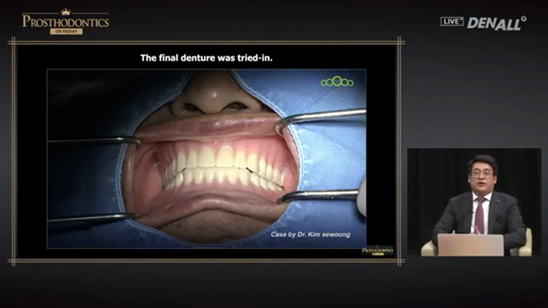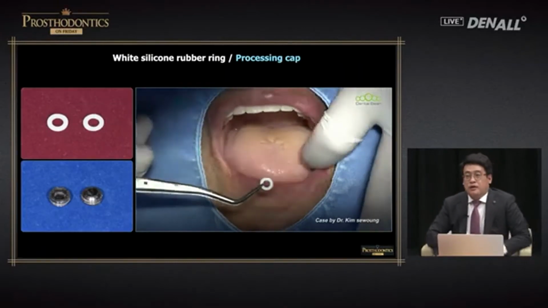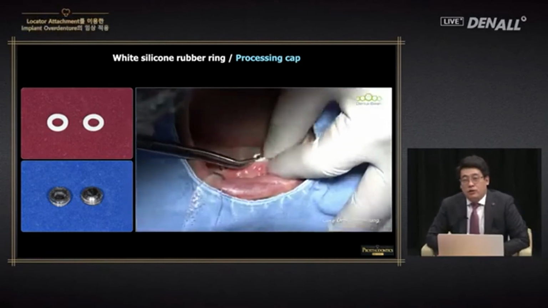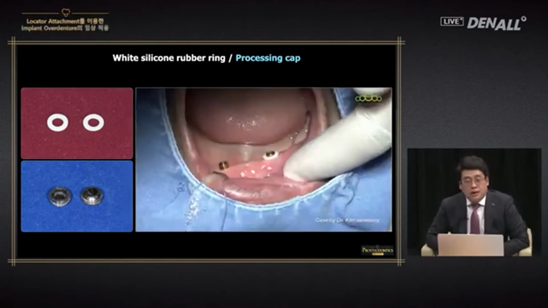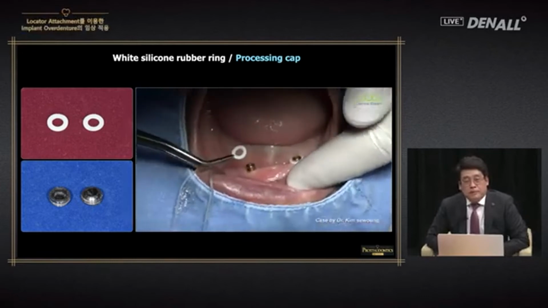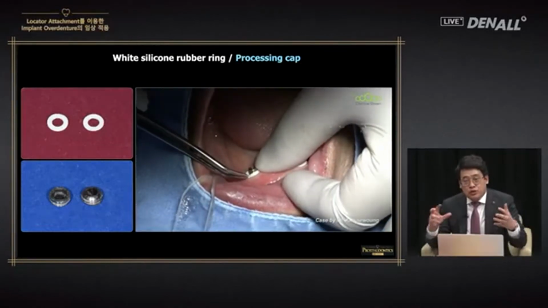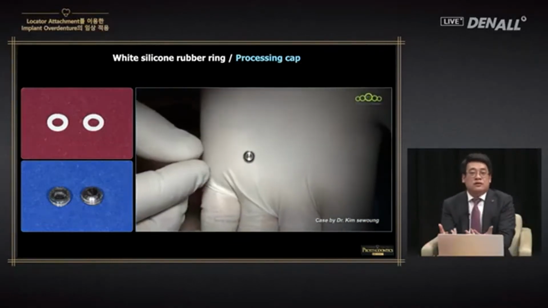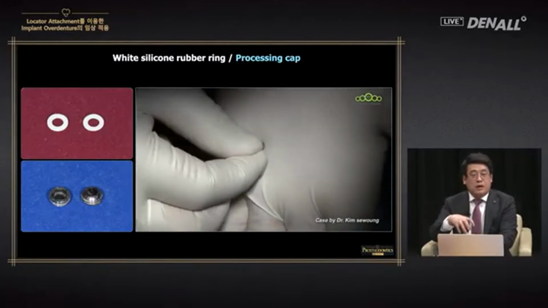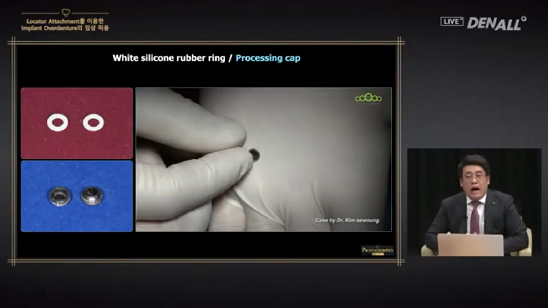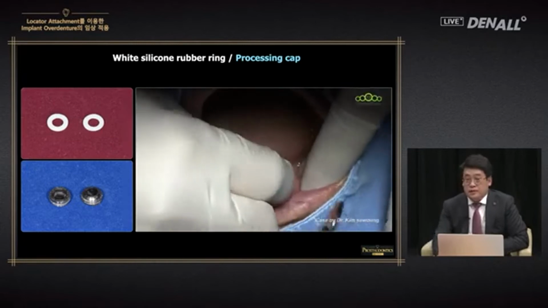As mentioned earlier, you attach processing cap to the inner surface. We use a white silicone rubber ring during this process, in order to prevent the residual resin from flowing into the processing cap, because once it's in, it is locked in there. The rubber ring is used for block out.